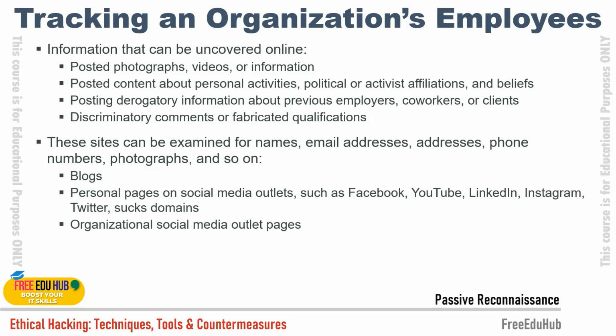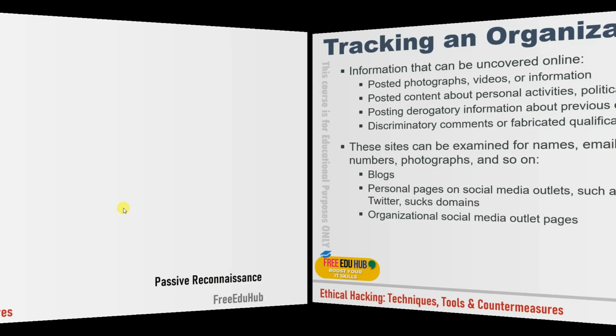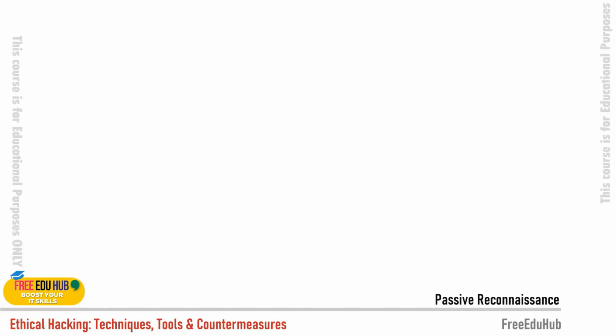Now, these sites can be examined for names, email addresses, phone numbers, photographs, blogs, personal pages, social media pages, Facebook, Twitter, wherever they are posting anything related to their organization, and the organizational social media through which they display lots of information about their upcoming events. So we must be very careful about the information that we are posting about us and about our organization.